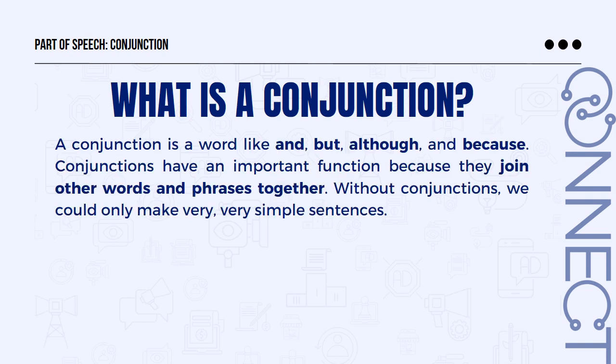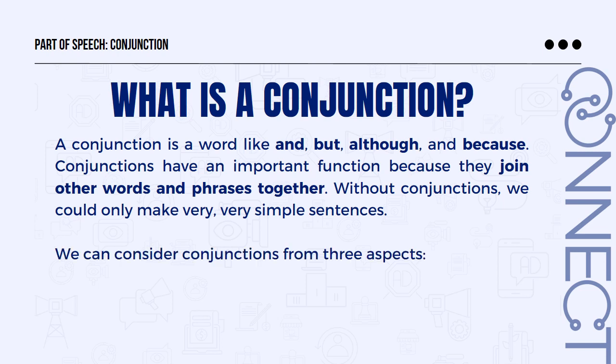A conjunction is a word like and, but, although, and because. Conjunctions have an important function because they join other words and phrases together. Without conjunctions, we could only make very simple sentences. So like verbs that we have the type linking verb, a conjunction can also be a linking word that connects two simple sentences together. So we can consider conjunctions from three aspects.